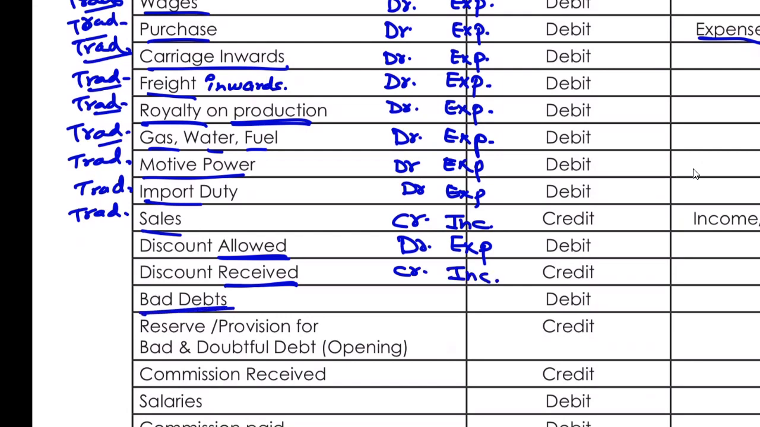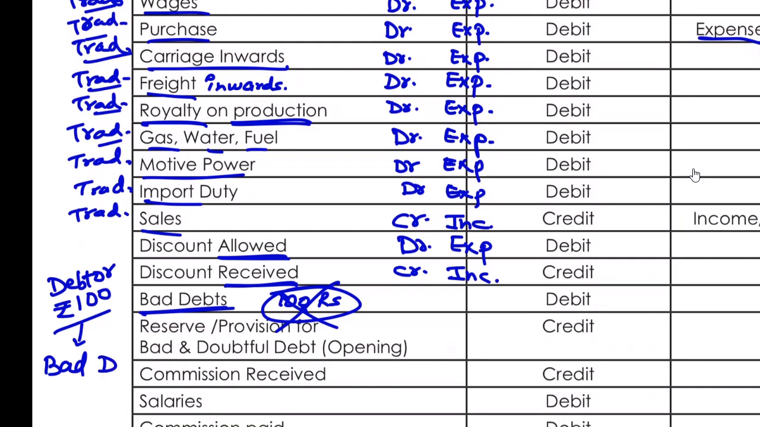Bad debts. Sir, what do you mean by bad debts? For example, if I have to take 100 rupees from a person, but he is not ready to give me, I have lost all my faith that my 100 rupees is gone. There was a debtor who needs to give me 100 rupees. Now he has not given me that. So now I will expense it off because it is my loss. So that is why I will write it as bad debt.